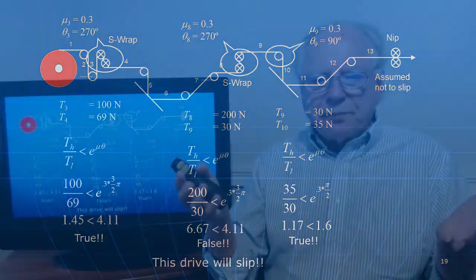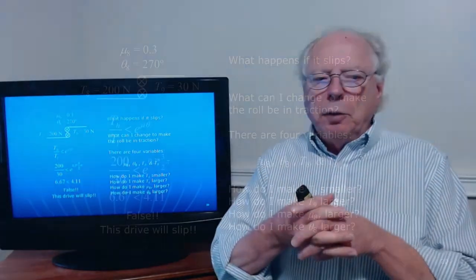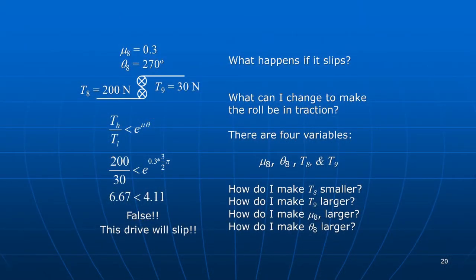factors. Now, if we go back to our slipping SRAP and we look at the capstan formula, there's 4 variables in that formula: TH, TL, coefficient of friction, and wrap angle. We're at liberty to change any one of these 4 variables, at least during initial design, and you get to choose how to fix this problem.